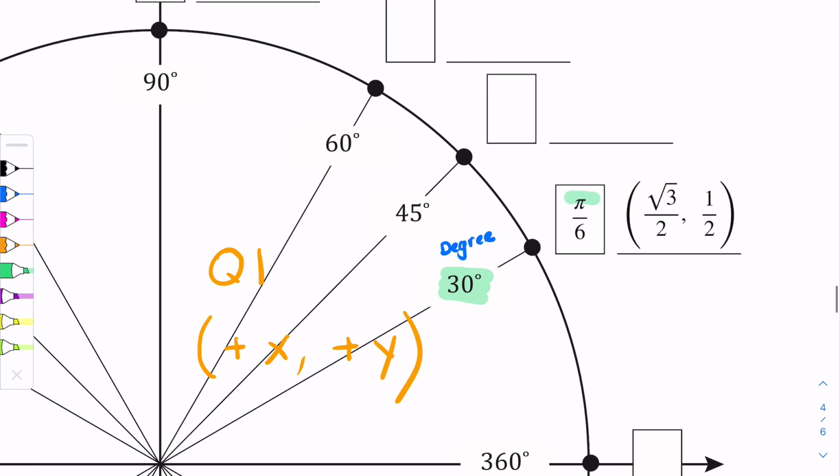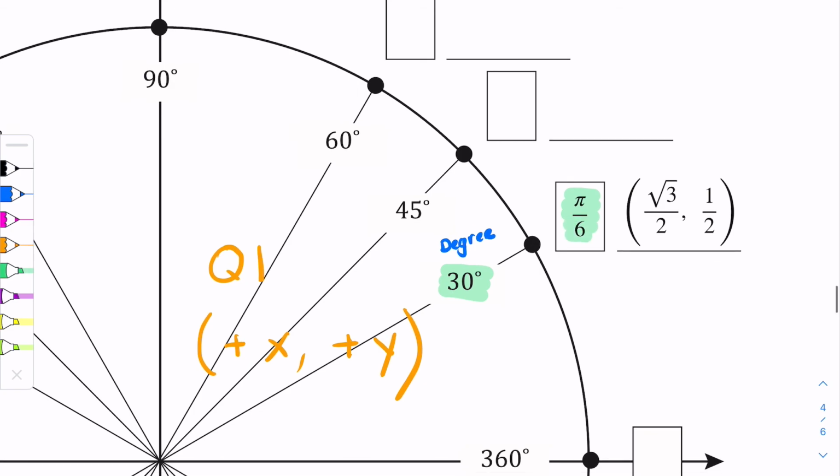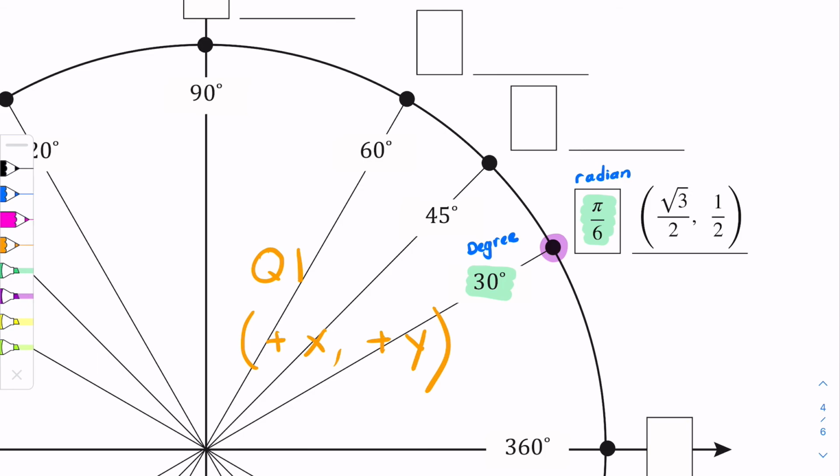That corresponds with the radian measure. So you should all know how to convert degrees to radians. You multiply by pi over 180. And then at each point, and when I say point, I'm talking about this point, you have your x and your y value, which coincidentally is your cosine and sine value without doing any other work.